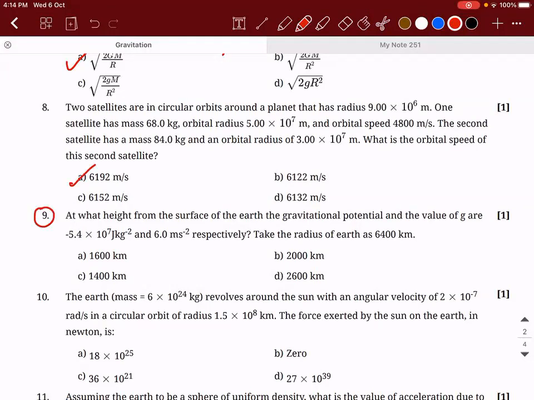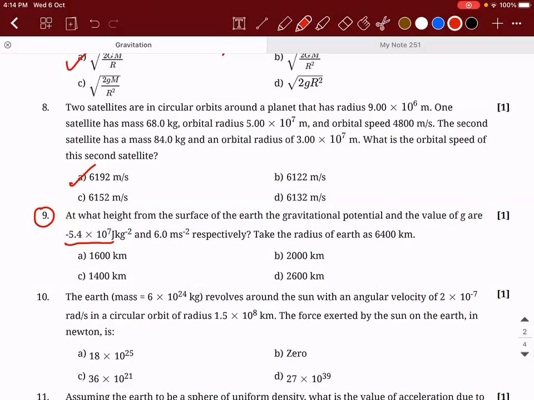Ninth one. See, I think all these problems are going to be easy going forward. At what height from the surface of the Earth are the gravitational potential energy and the value of g minus 5.4 into 10 power 7 joule per kilogram and 6 meter per second square, respectively? Take the radius of the Earth to be 6,400 kilometer.